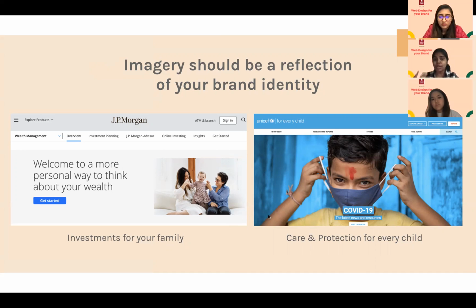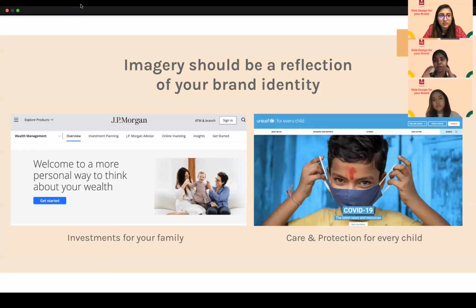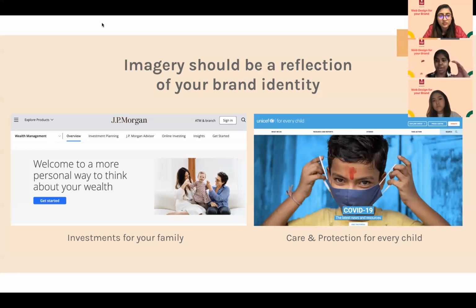The second one is from UNICEF's website. The hot topic right now is definitely COVID-19. So they are promoting that mask, but they did not forget who their target audience is. They have a child's photograph right at the center of the website to showcase that, okay, they are their target audience and they are the people who they work for. So that is UNICEF's goal, and that is represented very beautifully through this picture.